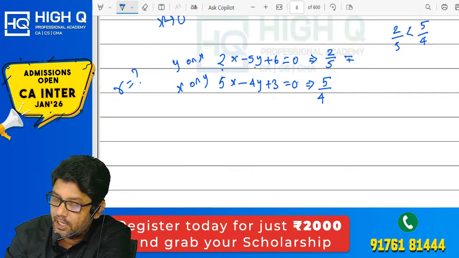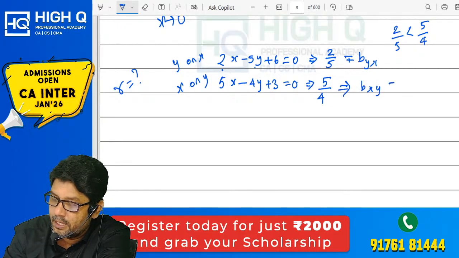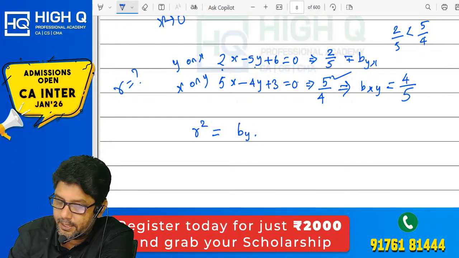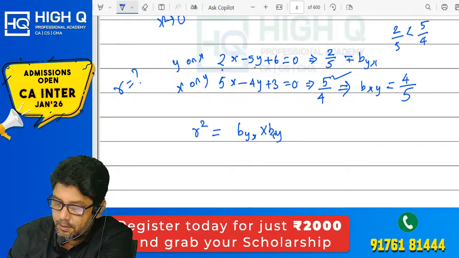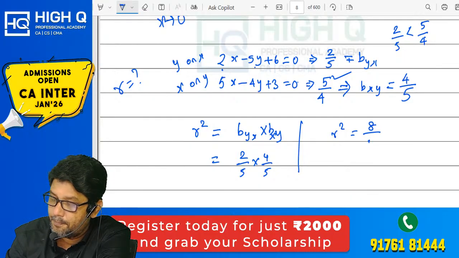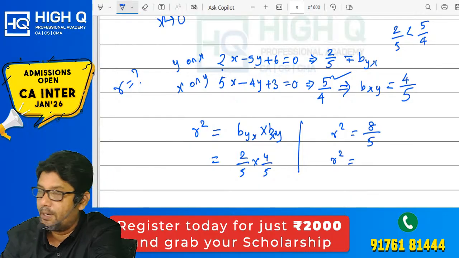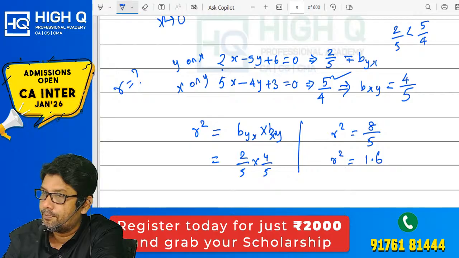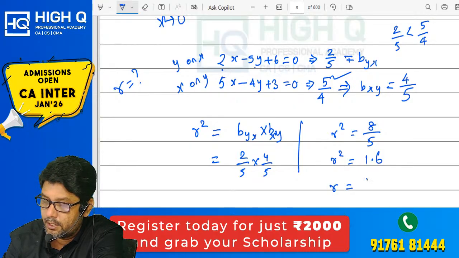Now, this you can directly write as byx. Now, bxy is the reciprocal of the other slope. What is it, my dear? 4 by 5. Now, r square is equal to byx into bxy. So, what is byx? 2 by 5 into 4 by 5. So, what is it, my dear? r square is equal to 8 by 25. What is 8 by 25, my dear? 0.32. What is the root of 0.32?